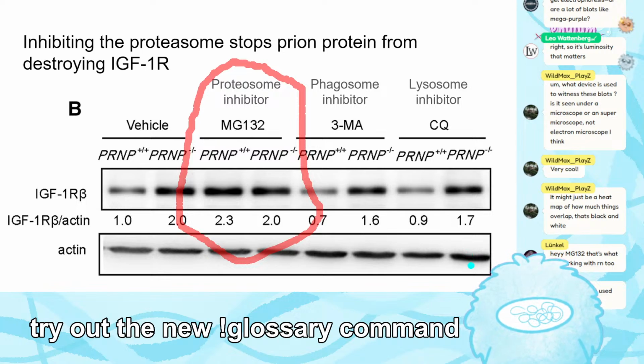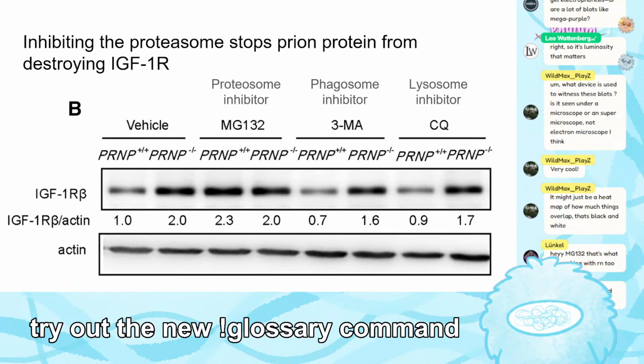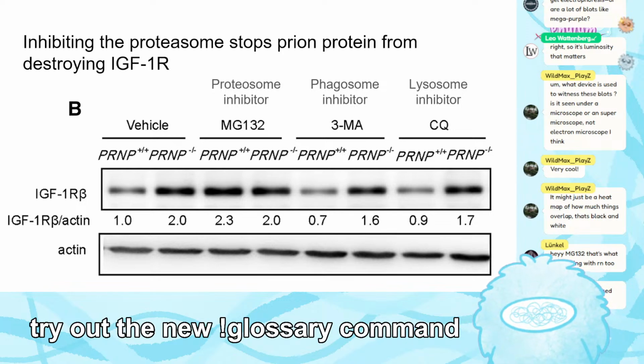But yeah, when you add this proteasome inhibitor MG132, what happens to the amount of prion protein? What happens, chat? When you stop the proteasome from working, what happens to the growth factor receptor in response to the presence or lack of prion protein? I want y'all to take a good look at that blot. Tell me what you see. The numbers below the actual blots, that's the number that you should be comparing.